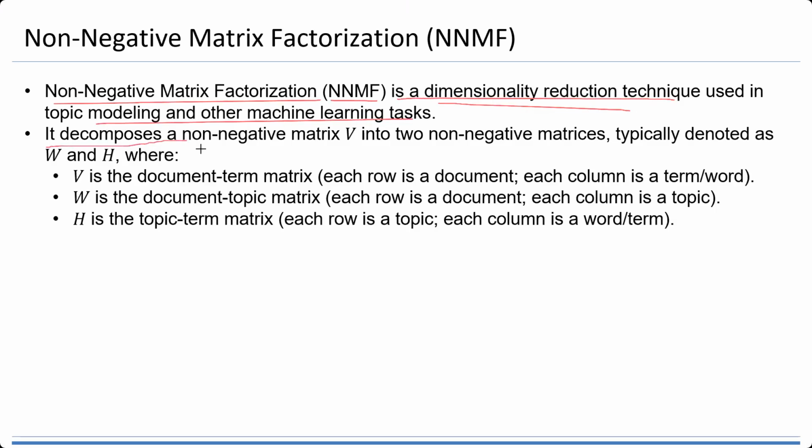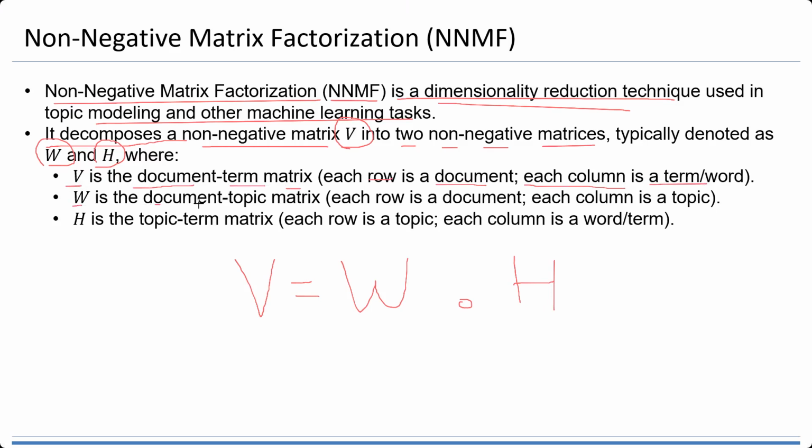So it decomposes the non-negative matrix. We have V. Okay, so we will take a look at what V is, decomposed into two non-negative matrices. So we have letters W and X. So we have V, we will decompose it into W multiplied by X. So V is the document term matrix. Its row is the document and its column is the term or the word.